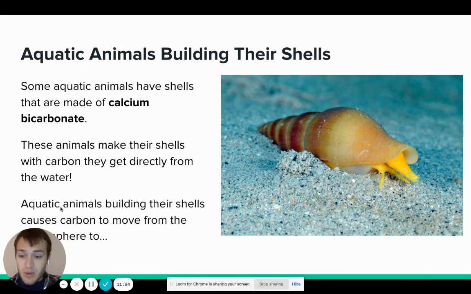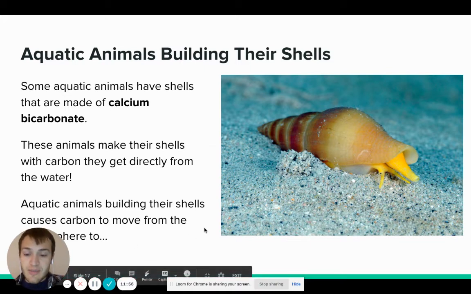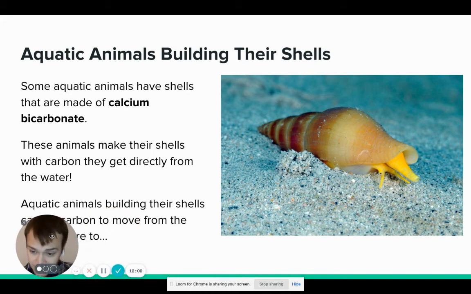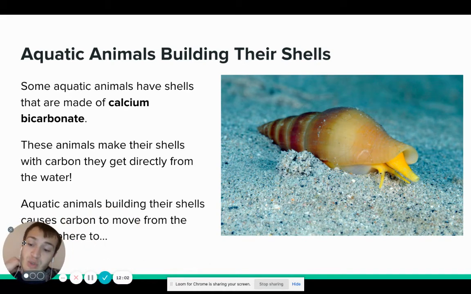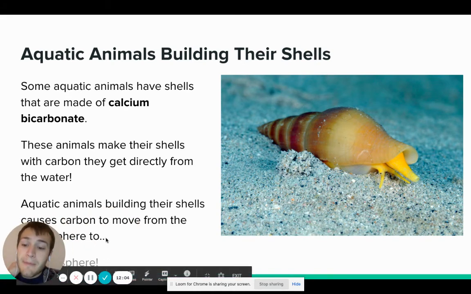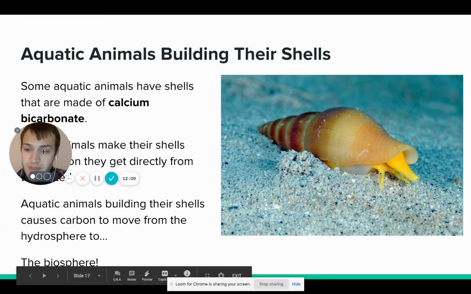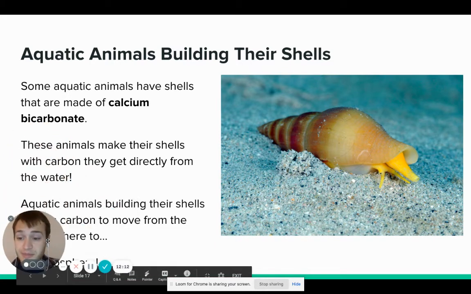And so when aquatic animals build their shells, that causes carbon to move from the hydrosphere to the biosphere, which you can't really see, but the carbon goes from the hydrosphere to the biosphere.